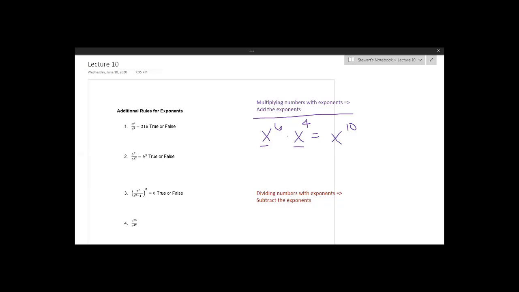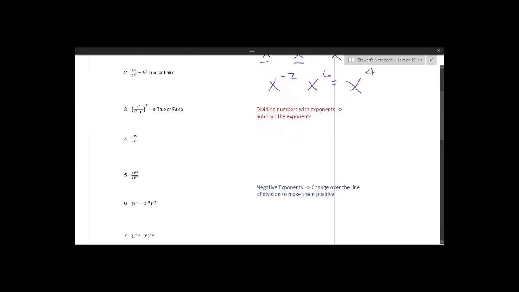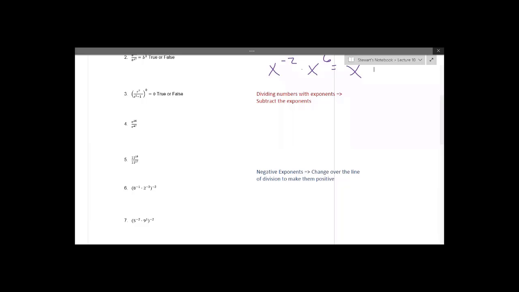So you just add it together, and that works the same even if you had a negative exponent, like x to the negative 2nd times x to the 6th. You add them together, so you have negative 2 plus 6, which is x to the positive 4th. So that's how you work with multiplying the same base with different exponents. You just add the exponents together.